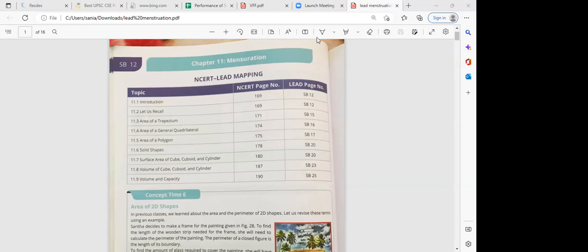So now, as you can see, in this chapter you have different topics which we'll be doing: the introduction, the, let me recall, area of trapezium and everything. So first of all, in this chapter, formulas are very much important. So you have to remember the formula. Okay.